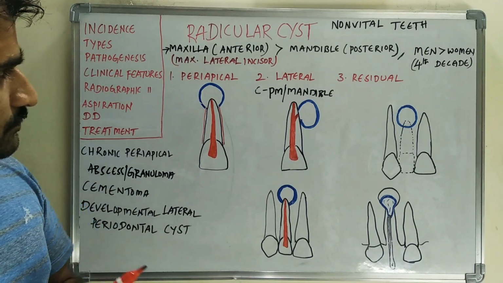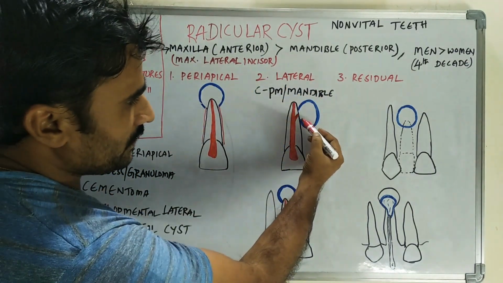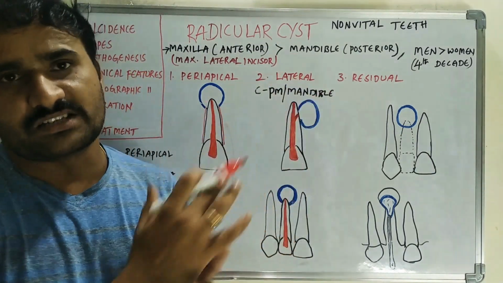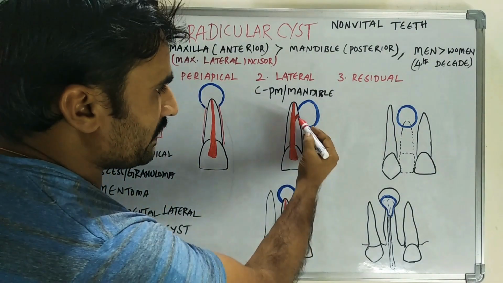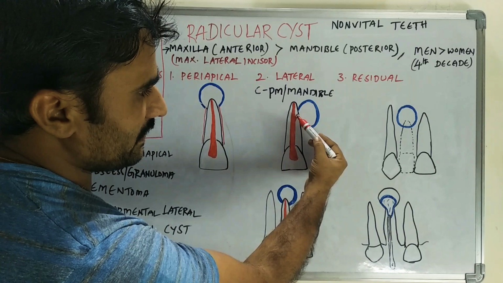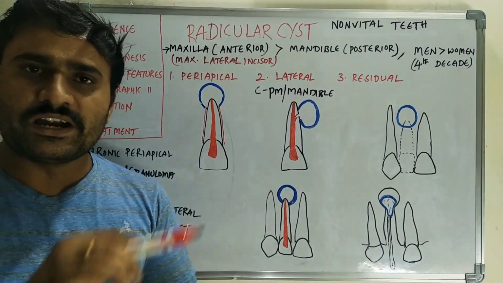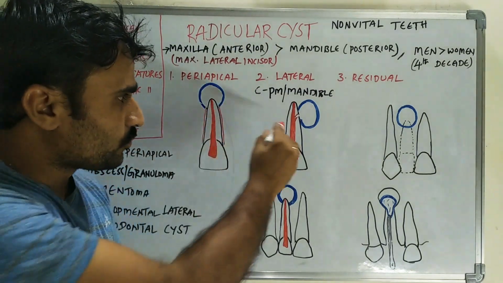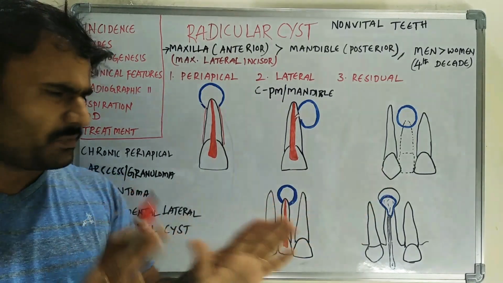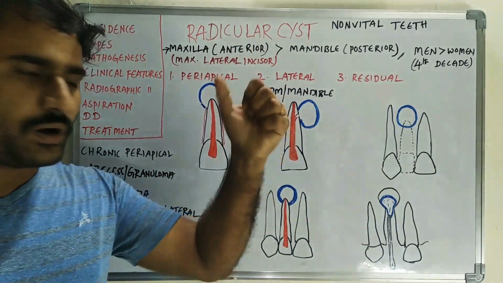Okay? And in the lateral variety, you can see the cystic lining on the lateral surface of the root. This is associated with the presence of a lateral canal. You can see here, this is the lateral canal from which infection or inflammation stimulates the cyst formation on the lateral root surface, right? That is the radiographic feature. Very simple if you have a grip on those videos.